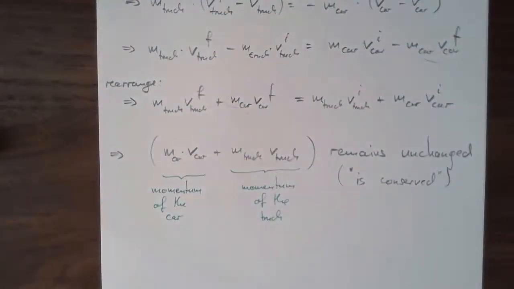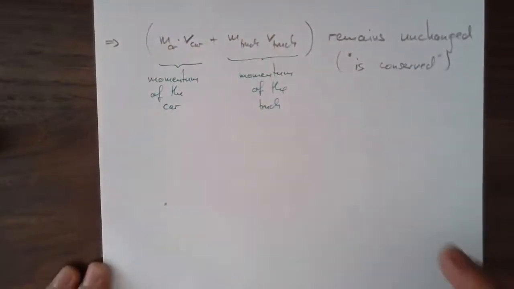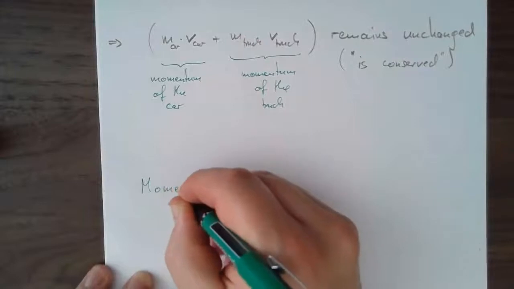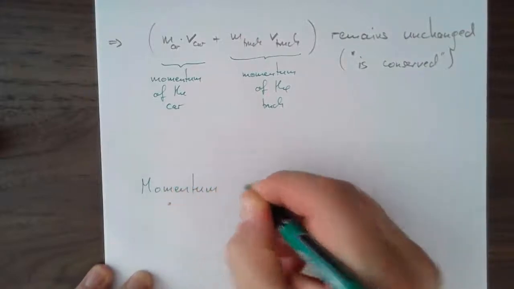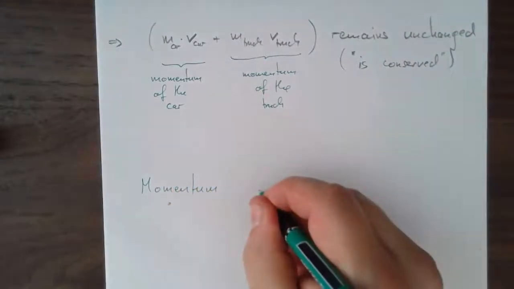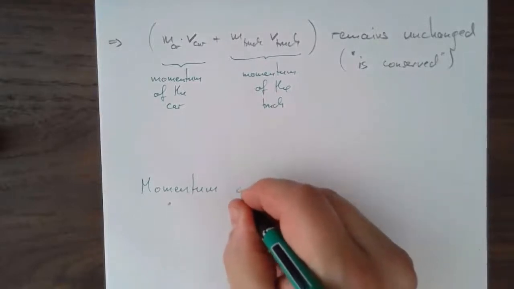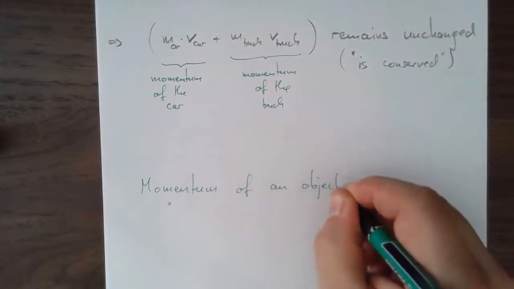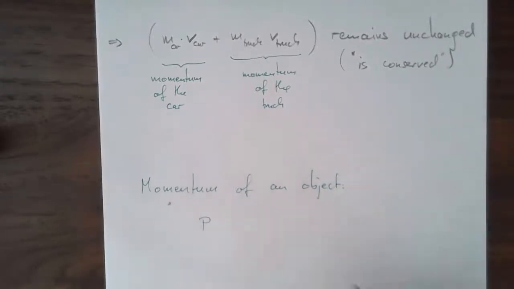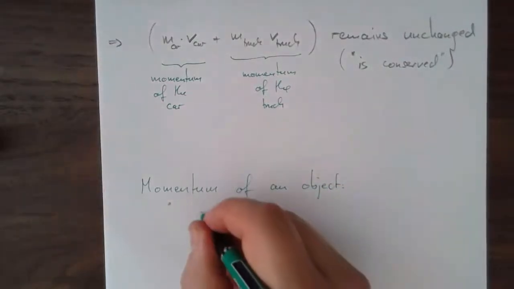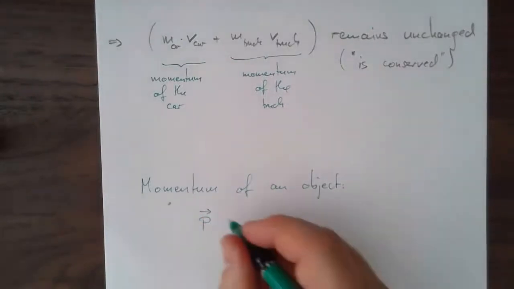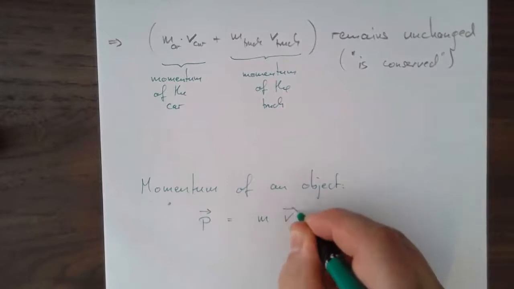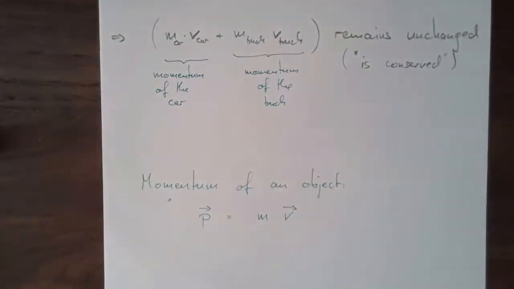Momentum is conserved. Let's first define momentum explicitly. The momentum, I'm going to give it a symbol P. Momentum of an object, P, and it really is a vector because it has direction, because velocity does. It's the mass of an object times its velocity.